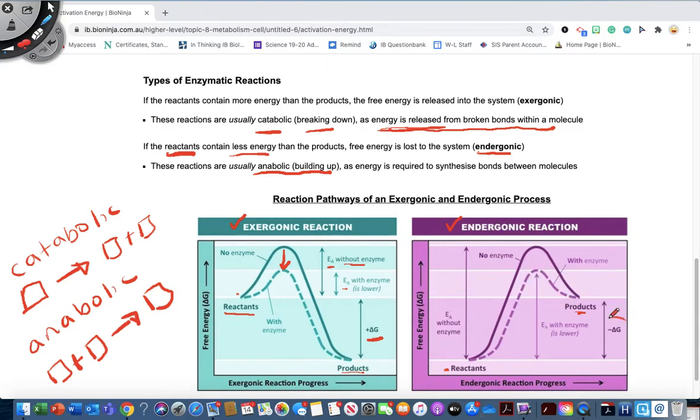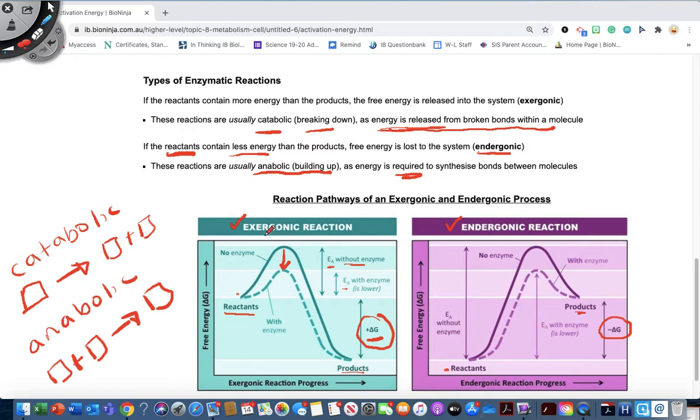Okay? So then that means that you're going to require energy. You're going to require energy to build the bonds between these two molecules. So then that means that you have a negative delta G, or endergonic, right? So that's what that means. So endergonic reactions have a negative delta G. Exergonic reactions have a positive delta G.